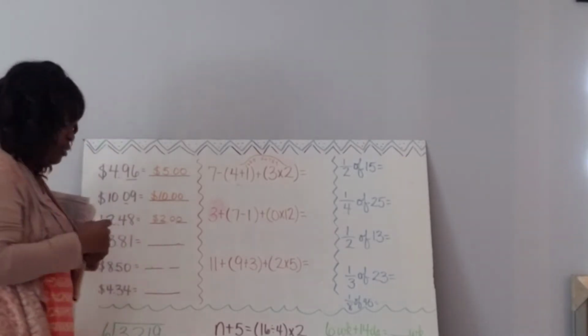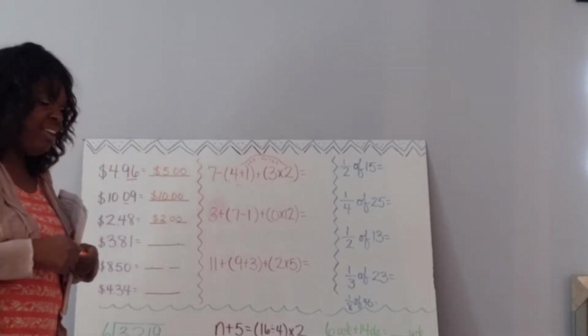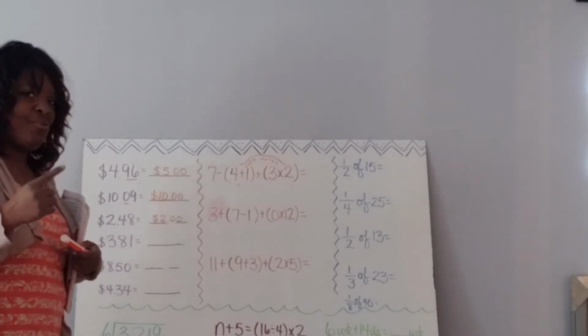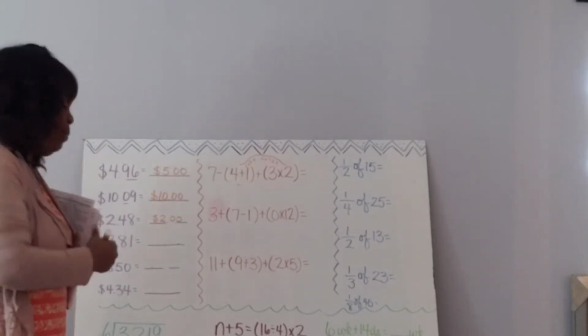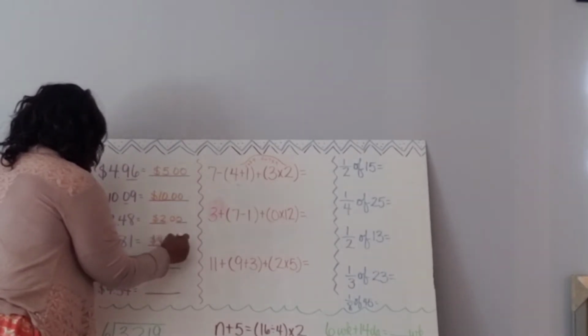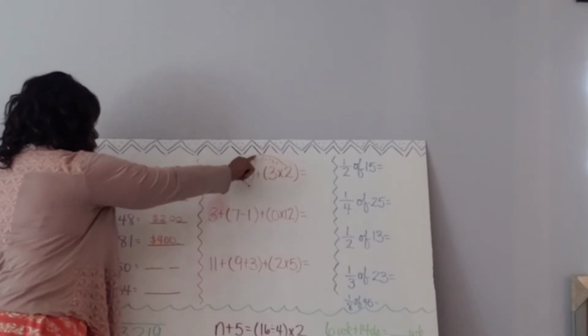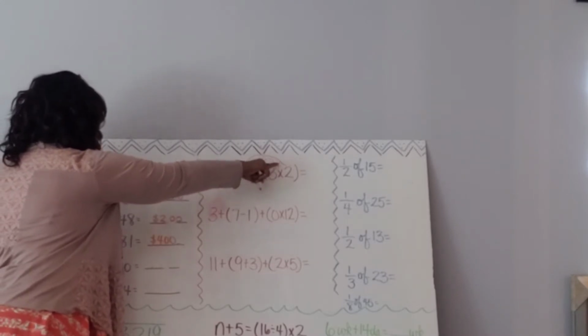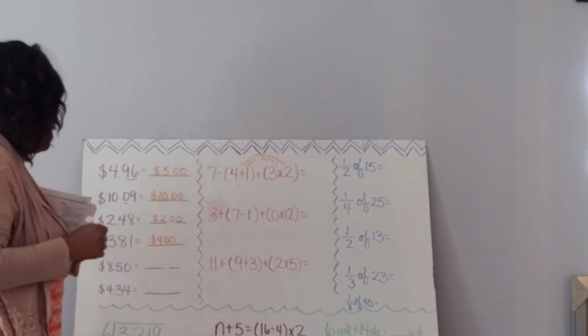What about $3.81, Olivia? $3.81. Right, that's going to go up to $4 because 80 is over 50. It's above, so 80 cents is going to go up to the next highest dollar.